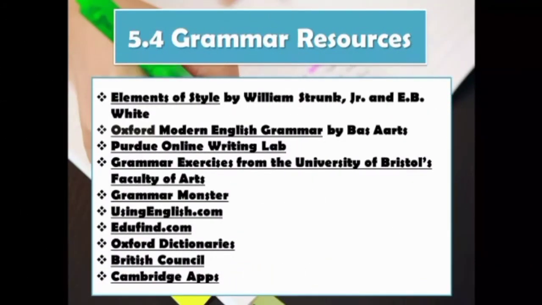Let's move on to grammar resources. Grammar is a real-world concept. Grammar learning comes with a lot: parts of speech, sentence structure, vocabulary, punctuation, the list goes on.